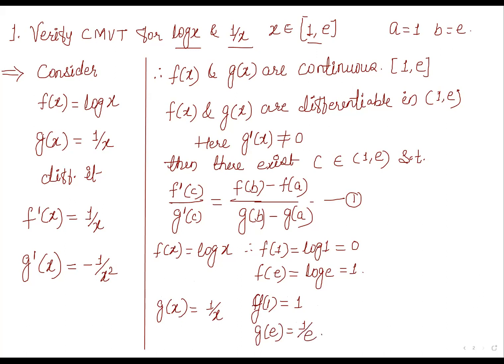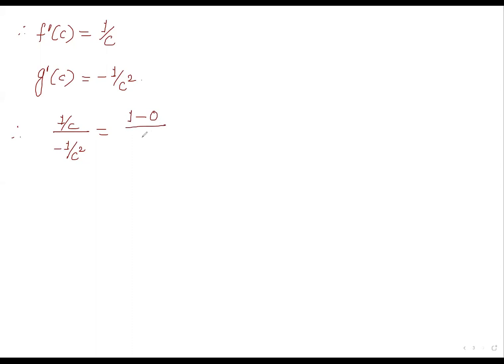After this, as we have f dash of c and g dash of c, we are replacing x by c. Therefore f dash of c: f of x is log x and f dash of x is equal to 1 upon x, so replace x by c. Similarly g dash of x is equal to minus 1 upon x square, so it will be minus 1 upon c square. Therefore we get the equation 1 by c, that is f dash of c, divided by minus 1 upon c square, is equal to f of b, that is 1, minus f of a, that is 0, divided by g of b, that is 1 upon e, minus g of a, that is 1.